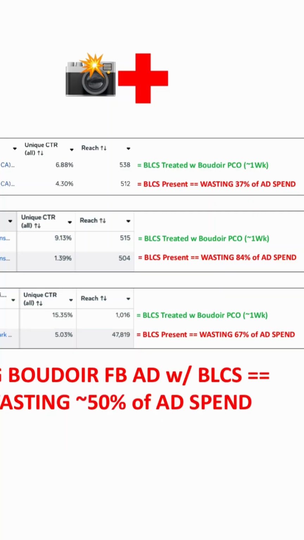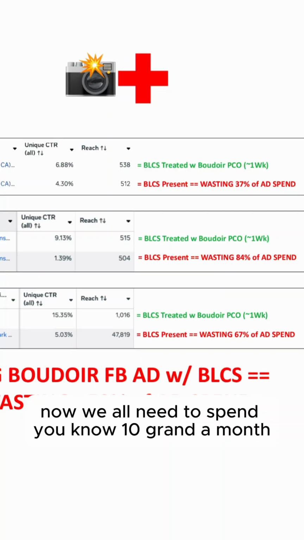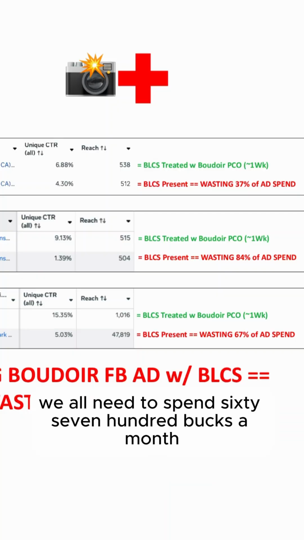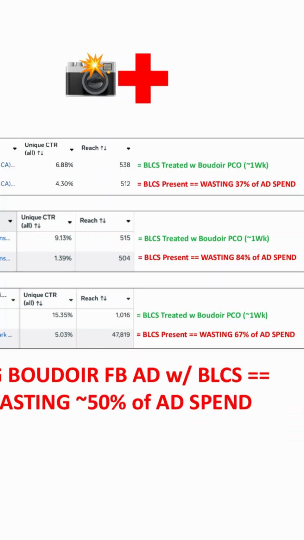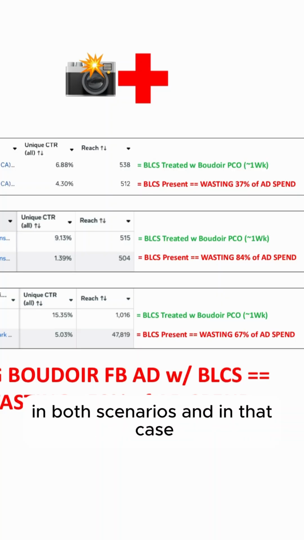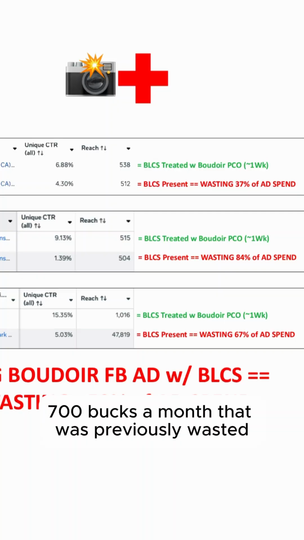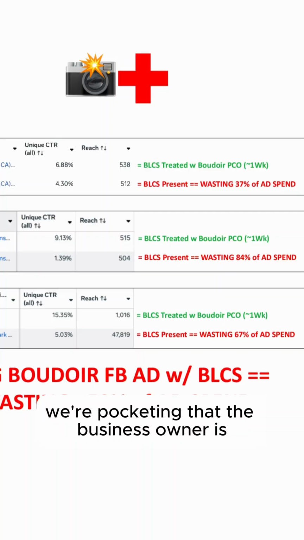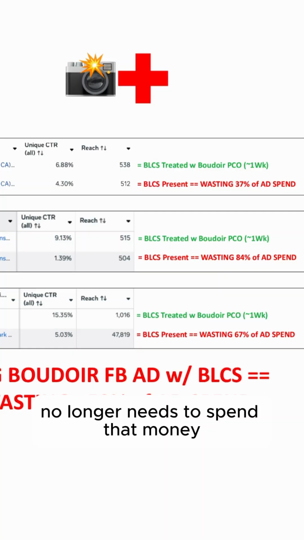So say they're spending 10 grand a month on the original Boudoir Facebook ad. Now we only need to spend $6,300 a month on the Boudoir Pico treated ad to get our ads into the same number of women's brains in both scenarios. And in that case, we're pocketing that $3,700 a month that was previously wasted. The business owner pockets that by simply not needing to spend that money anymore.